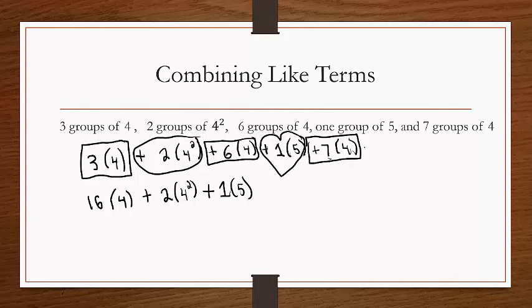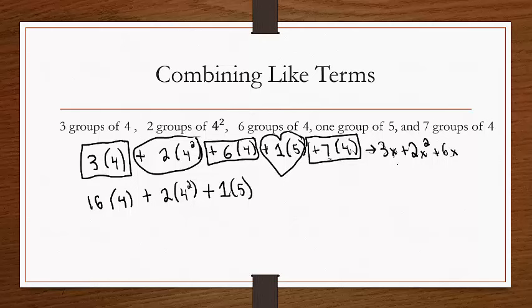So we want to compare this to a scenario with letters. So let's say I have 3 groups of x's. So we'll let x be our 4 here. I have 2 groups of 4 squared, which we'll say x squared instead of 4. I have 6 more groups of 4, so we'll say 6x. Again, we're letting x be 4.